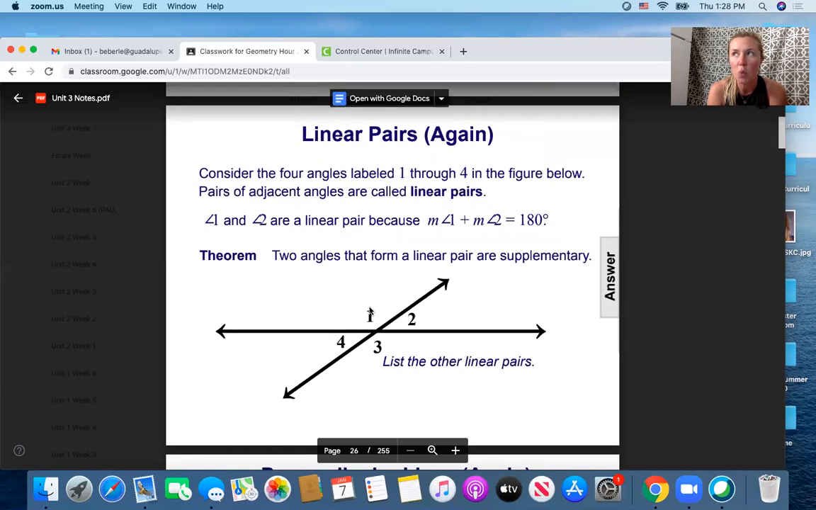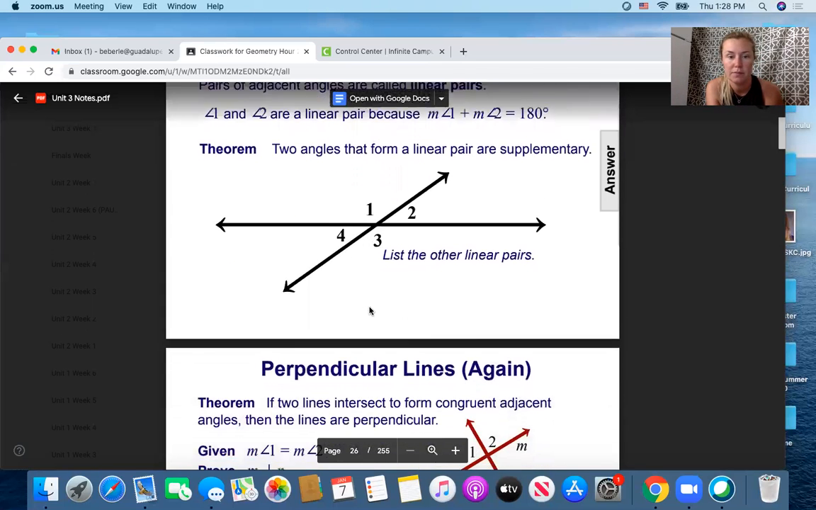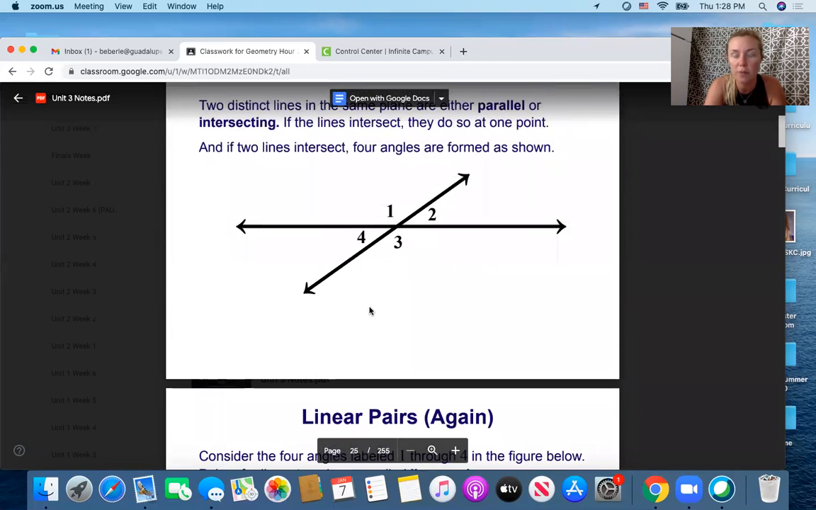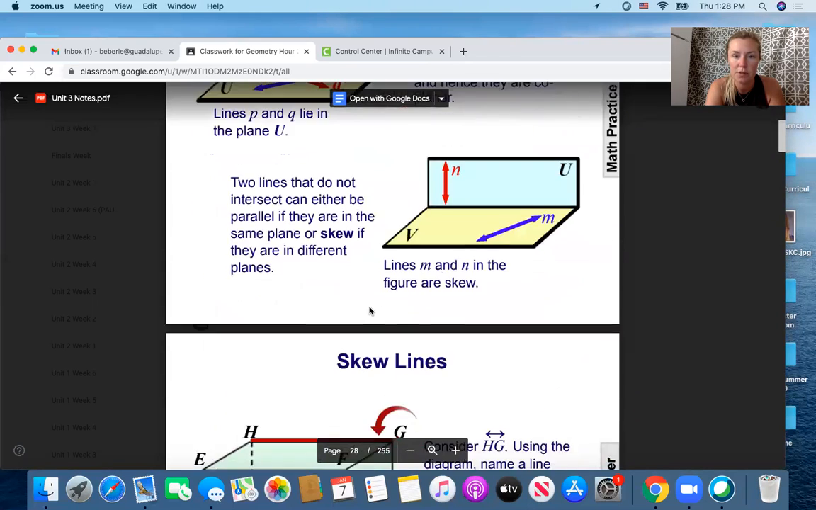So what we've been doing up until this point, all of that comes together in unit 3. So now we have a bunch of proofs, which we are not going to do because of online learning. But essentially what you did up here when you solved for this, that is a roundabout way of doing a proof, okay?